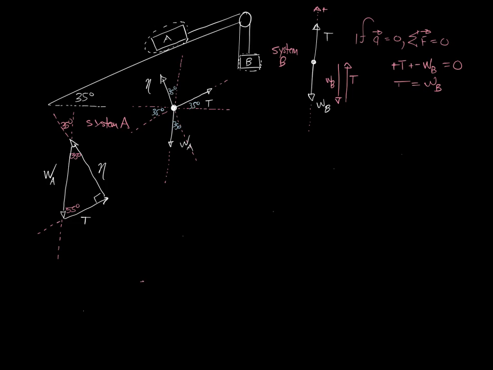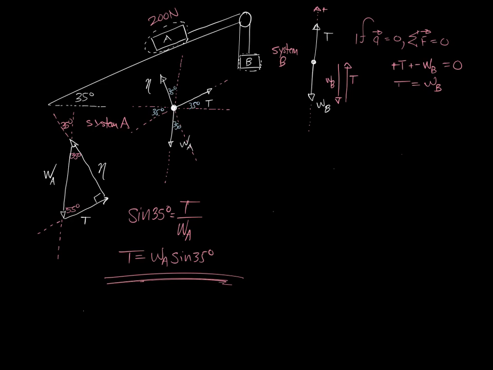So if I take the sine of 35 degrees, what I'll get is tension over the weight of object A, which I already know to be 200 newtons because it was given in the problem. Okay, so now I actually know my tension. My tension is going to be the weight of object A sine 35 degrees. Now that's all I needed to solve the problem.